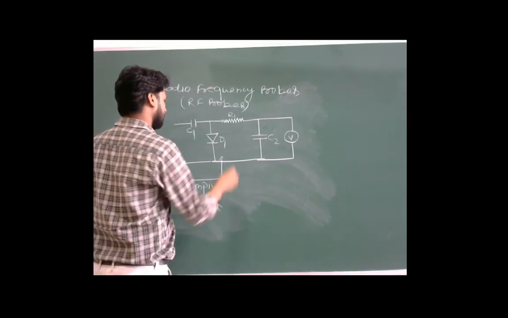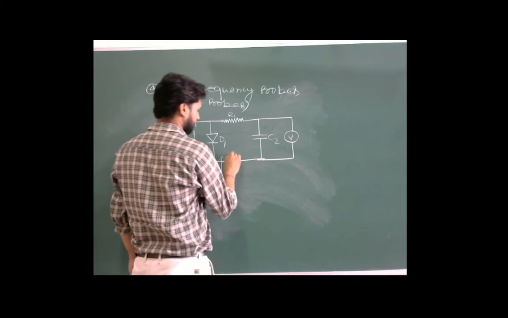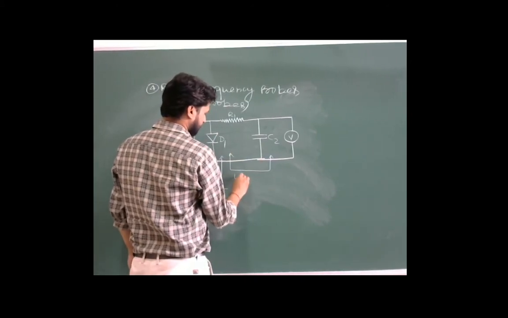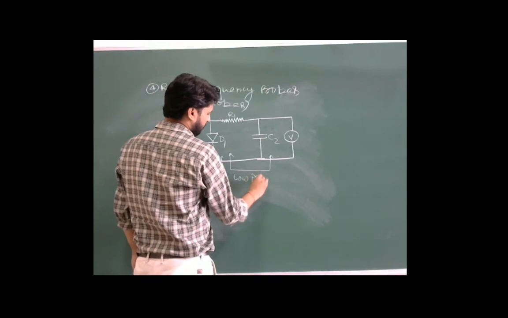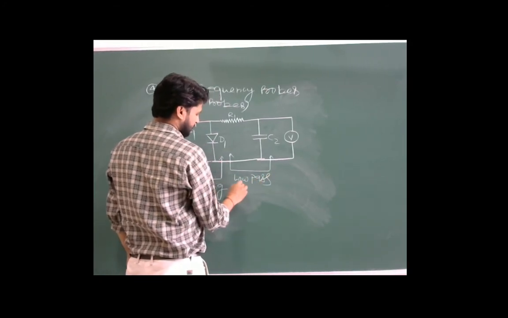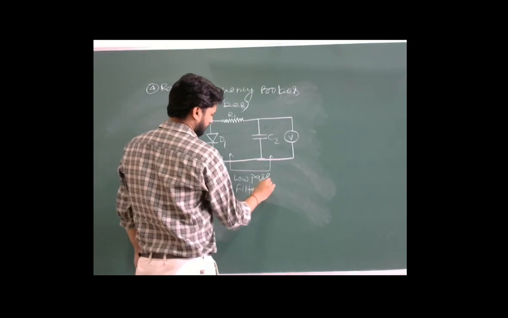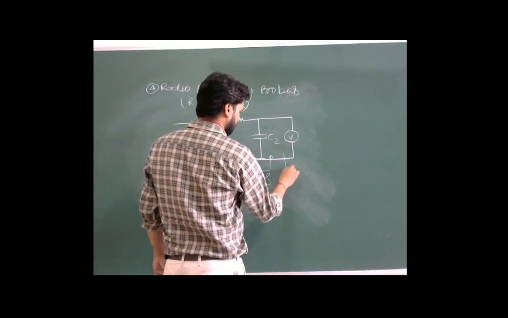and this part is a low pass filter to remove the ripples contained in the signal, and this is the voltmeter circuit.